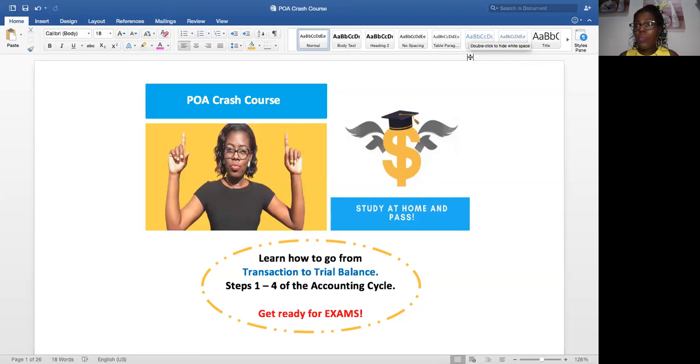Regardless if you're in Form 4 or if you're in Form 5, this should be a nice refresher for you, right? Because at this point in time, whether you're in Form 4 or Form 5, you should have covered step 1 to 4 of the accounting cycle. Okay, so if it is January exams you're getting ready for, or end of term test, or even June exams, this could be a really nice refresher for you.